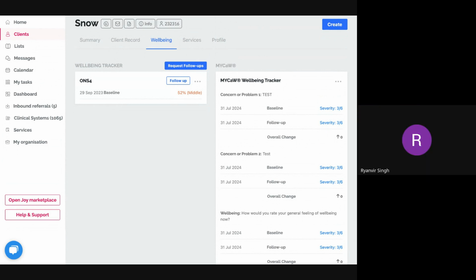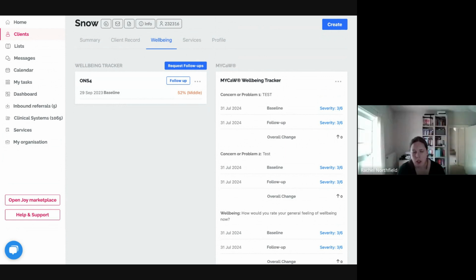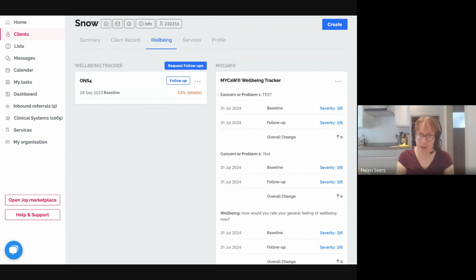I can see Rachel Northfield's got her hand up. Again, a hypothetical situation: you have completed a MyCore in relation to 2 problems, and then you've got that kind of completed set because change has been made to address those concerns. Would you then be able to create a whole new MyCore for 2 separate problems? I believe so, Ryan. It's like you create a new case, as it were, for the person. Ryan, is that correct?